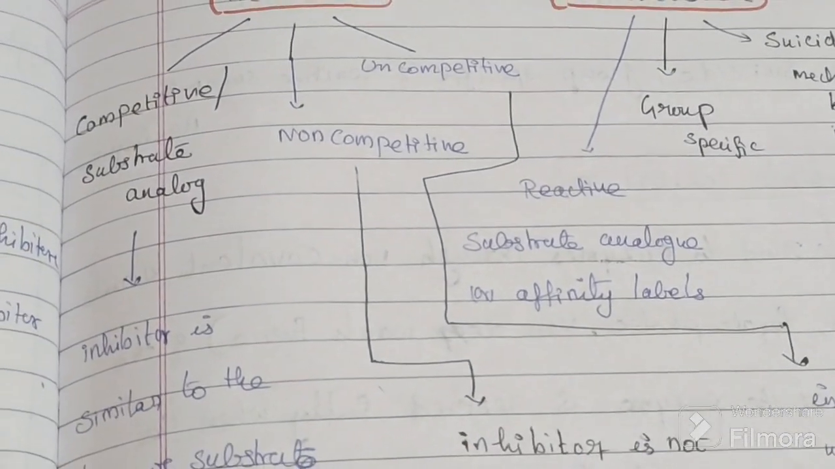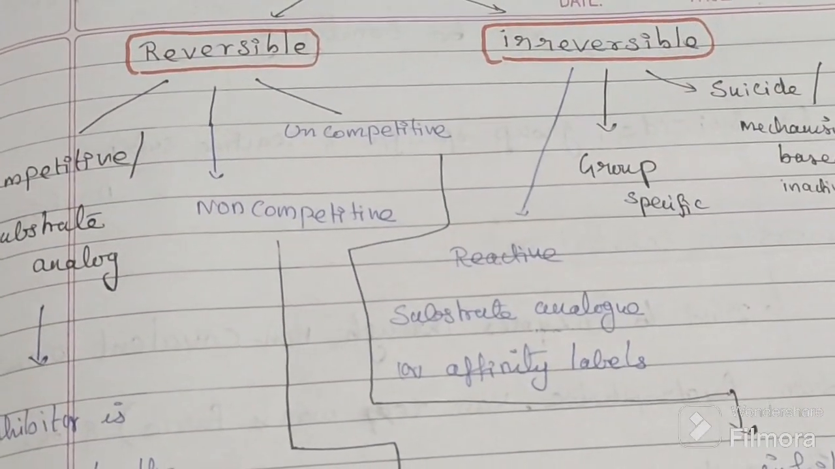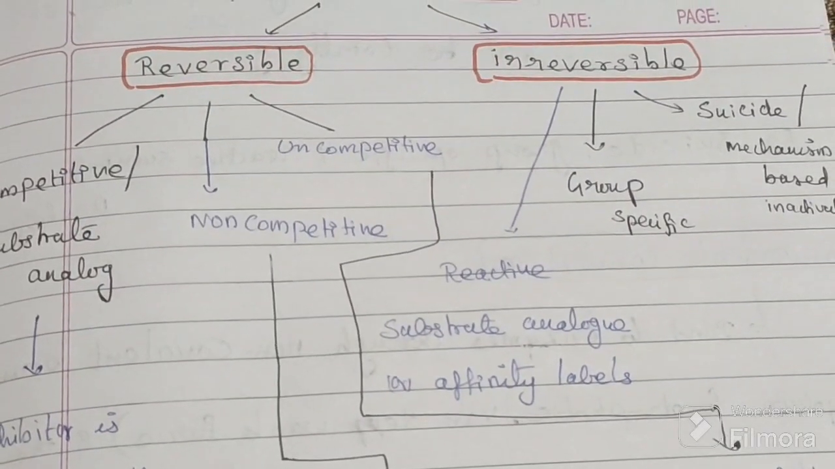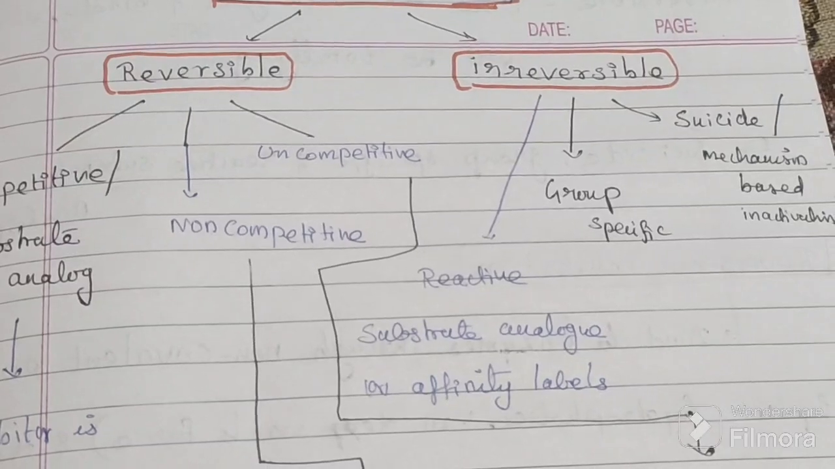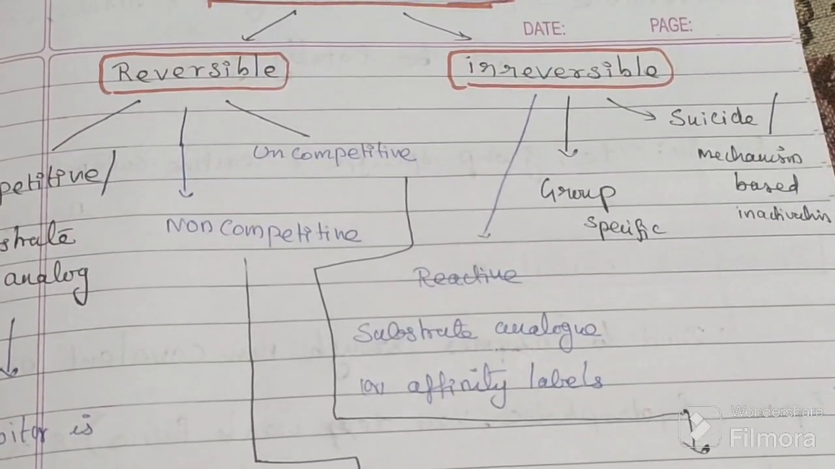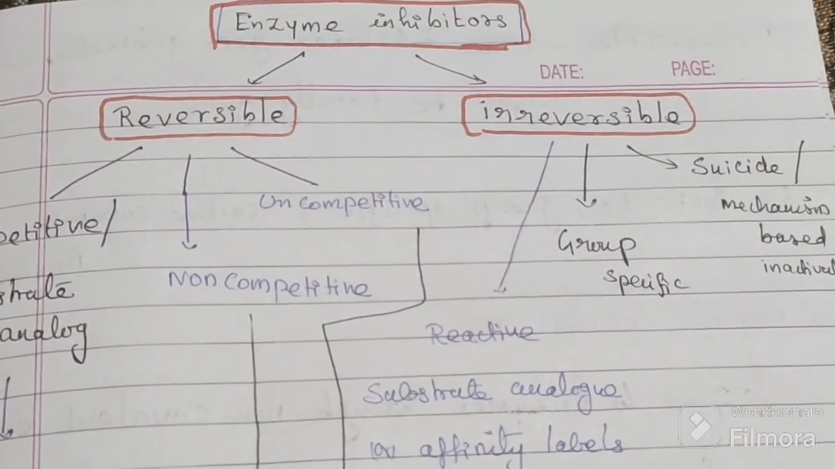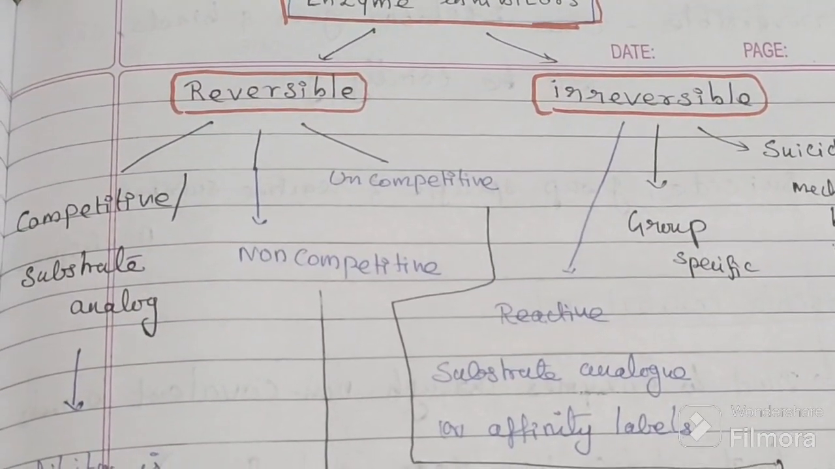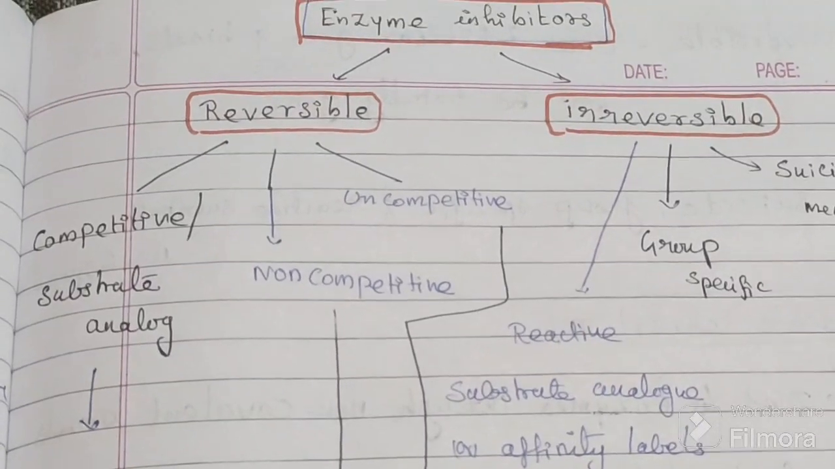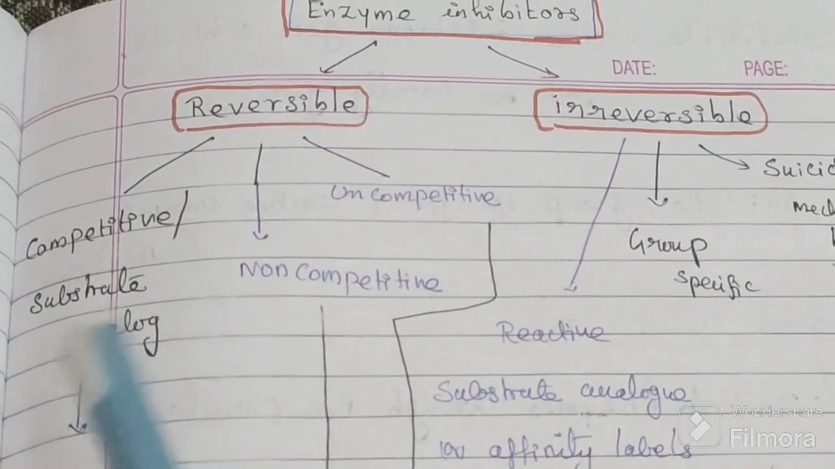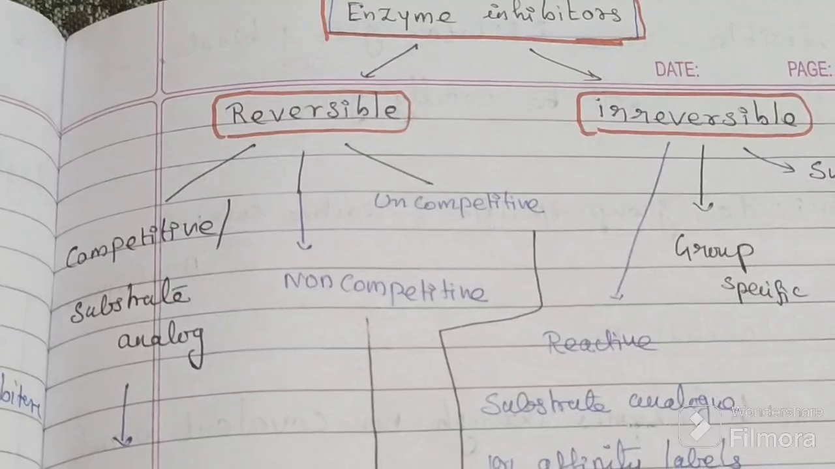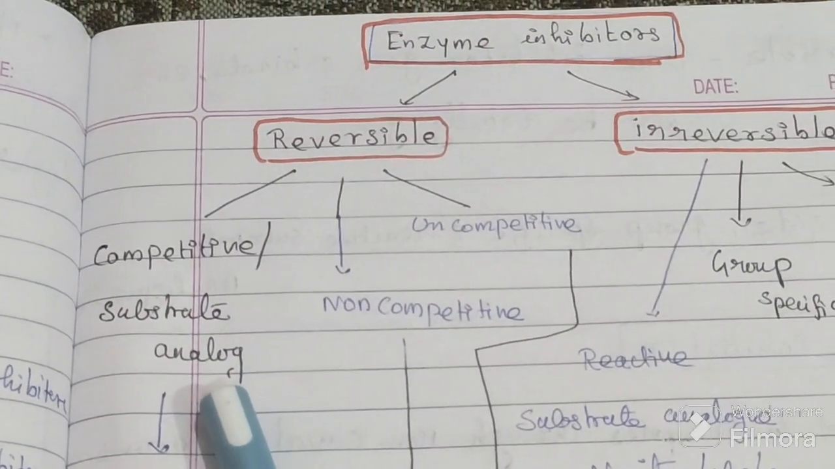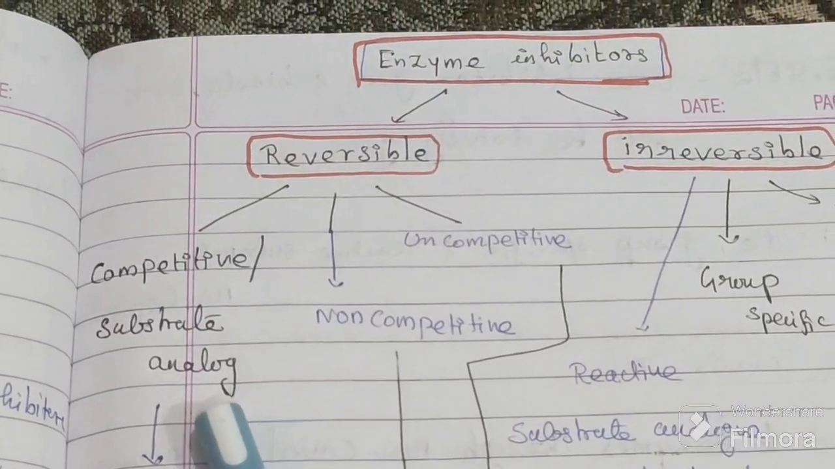So as I said, an inhibitor plays a major role in enzyme inhibition. There are different types based on the type of inhibitor: reversible inhibition and irreversible inhibition. So majorly enzyme inhibition is of two types: reversible or irreversible. Reversible is again of three types, three subcategories: competitive or substrate analog.